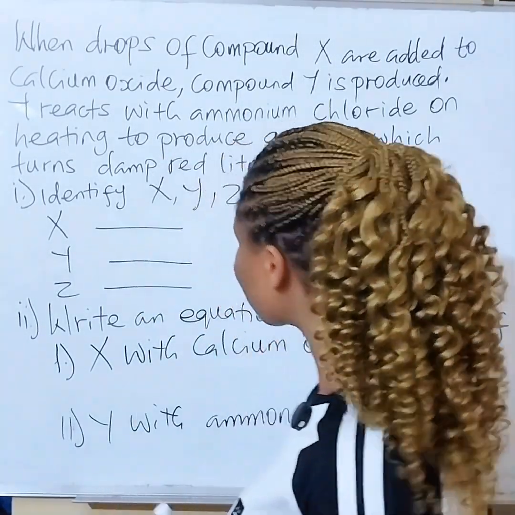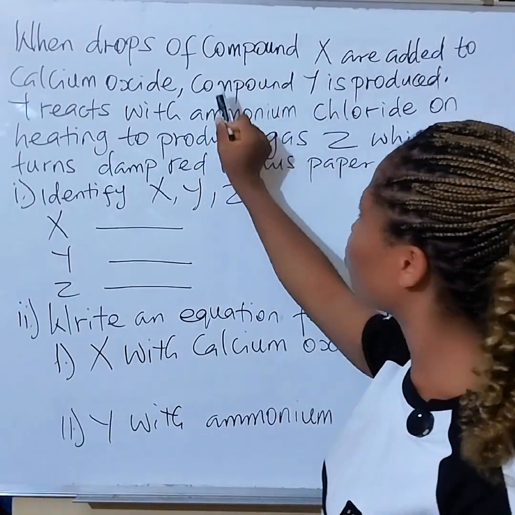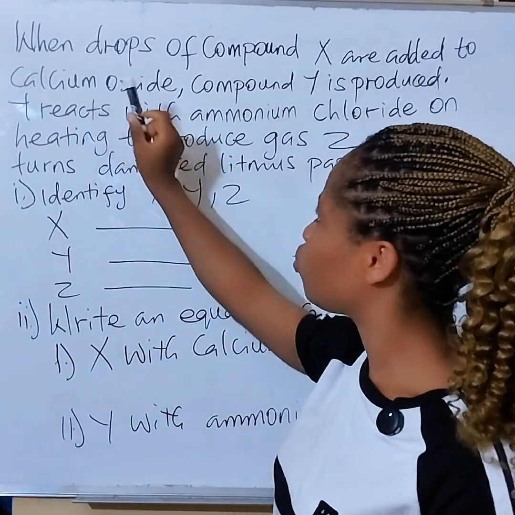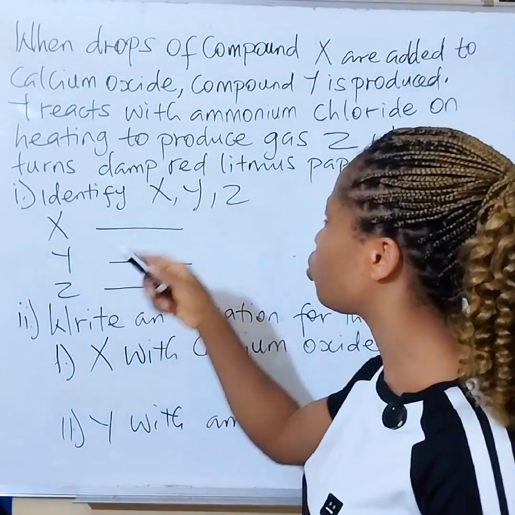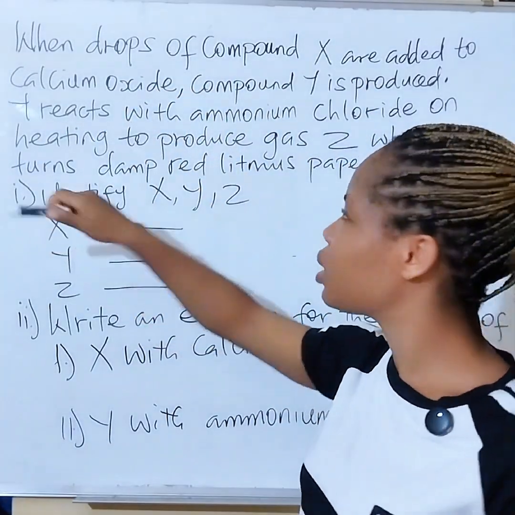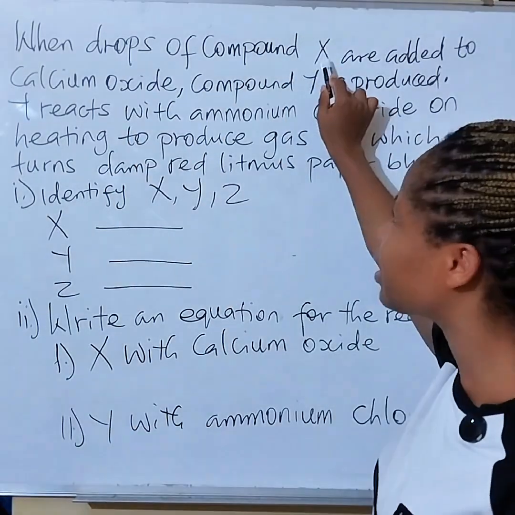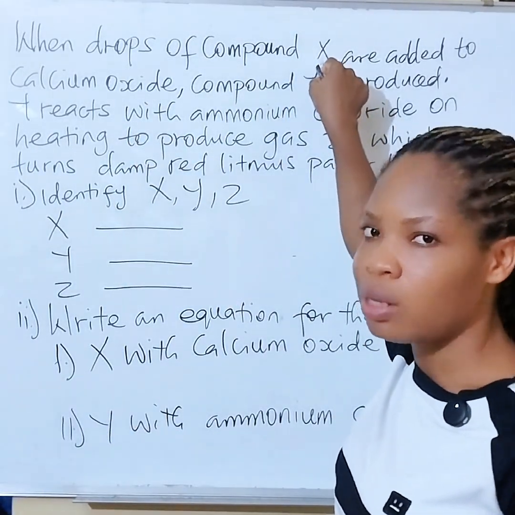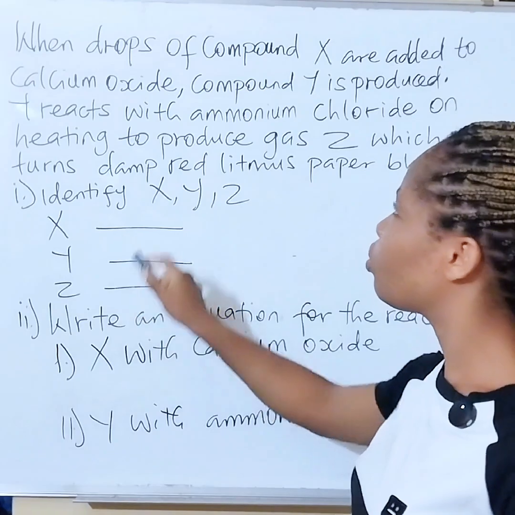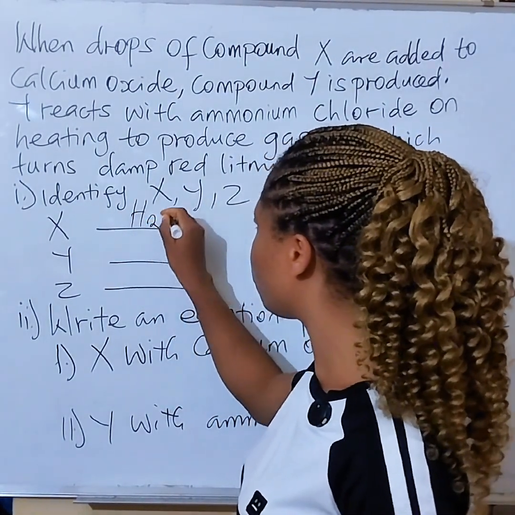Okay, let's proceed. Now, compound Y was produced when drops of compound X were added to calcium oxide. So you ask yourself this question: what is that compound that we added to calcium oxide to form a compound which is basic in nature? Of course, X is definitely water. Do you get it? So we've identified our X. Our X is H2O.